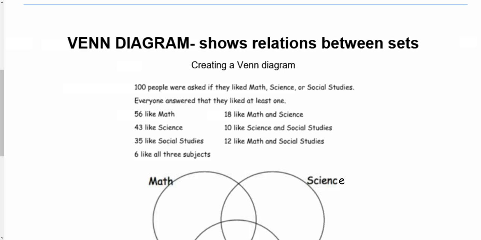So the big thing about Venn diagrams is they show us relationships between sets or between groups. The first thing I want to do is show you my strategy for creating a Venn diagram. I don't even know if you're going to have to create one on your assignment. I think it's just reading them. But that's okay. When you understand how to make them, reading them becomes a little bit easier.